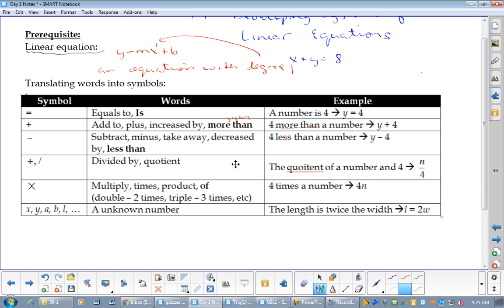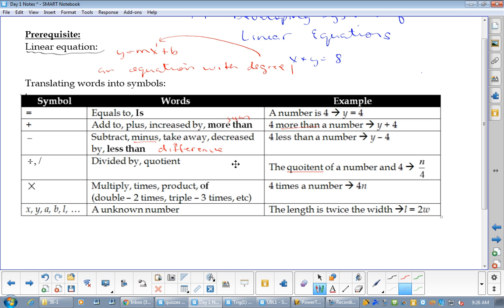You got your minus sign, so obviously minus is 1. You take away, decreased, less than, subtract, difference is commonly used for the answer. Find the difference of 8 and 4.